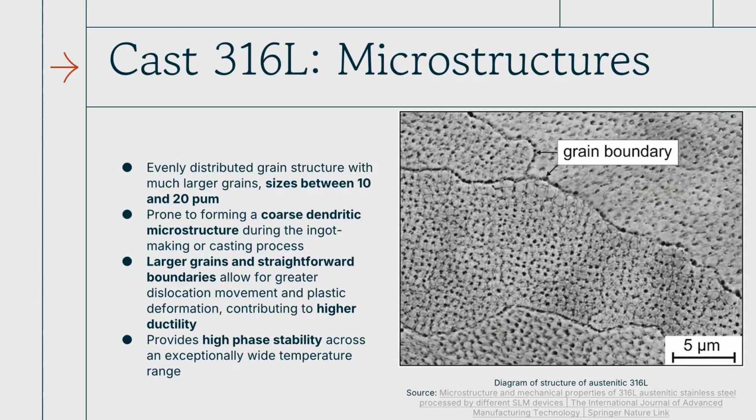Here is a microstructure of the cast 316L. Here is a diagram labeling the grain boundaries, and the diagram is at a scale of 5 micrometers. As mentioned before, the grain size is between 10 to 20 micrometers, and they are prone to form a coarse dendritic microstructure. The larger grains and straightforward boundaries allow for greater dislocation movement and higher ductility, and it also provides very high phase stability across an exceptionally wide temperature range.